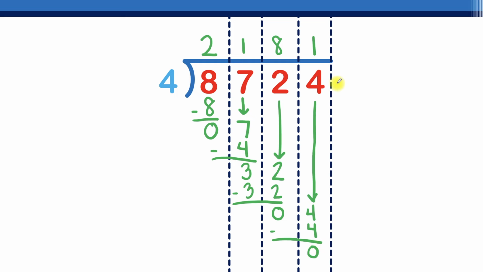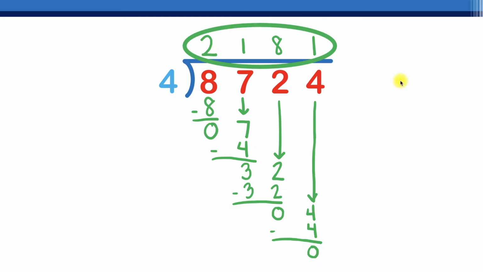Since we don't have any more digits to divide, and our remainder is 0, we're all done, making our final answer 2,181.